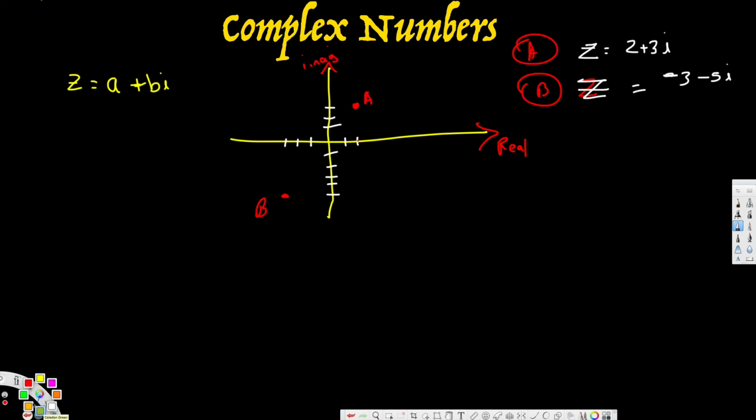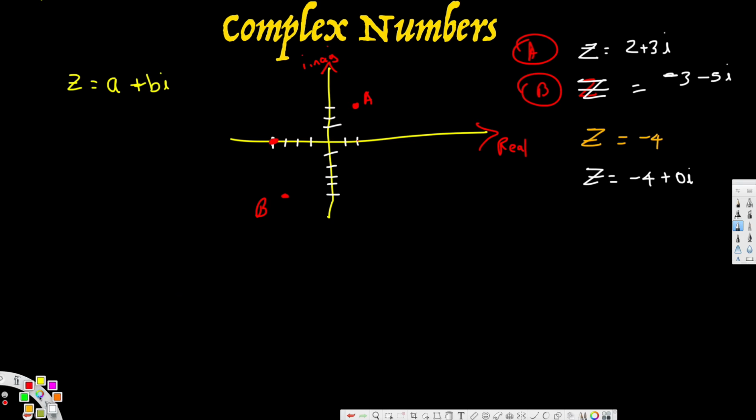Now let's look at another one. Let's say we have a complex number given like this: z is equal to negative 4. Negative 4 means it's going to be on the x-axis, and if they just give negative 4, it means the real number is negative 4, but the imaginary number doesn't exist. It means 0. So it's only on the x-axis. So it's going to be somewhere here, right?